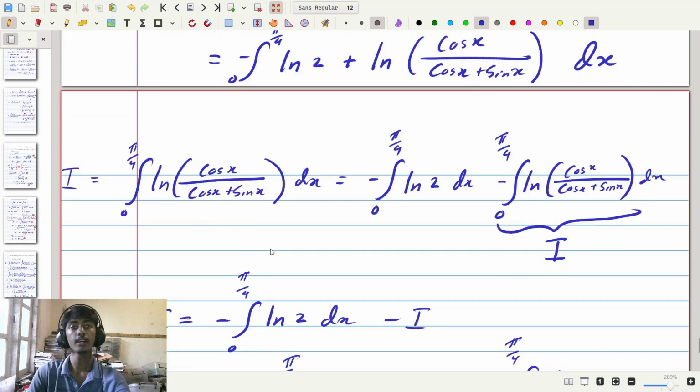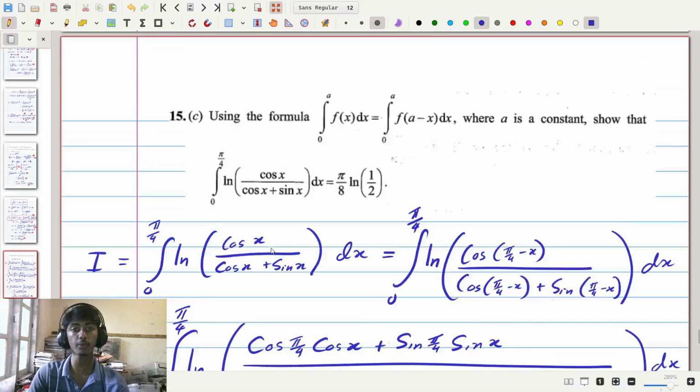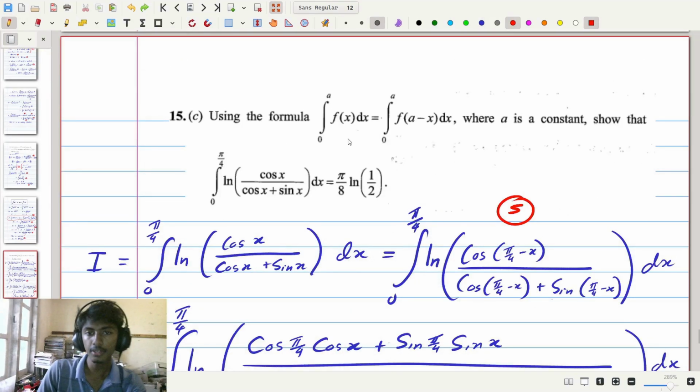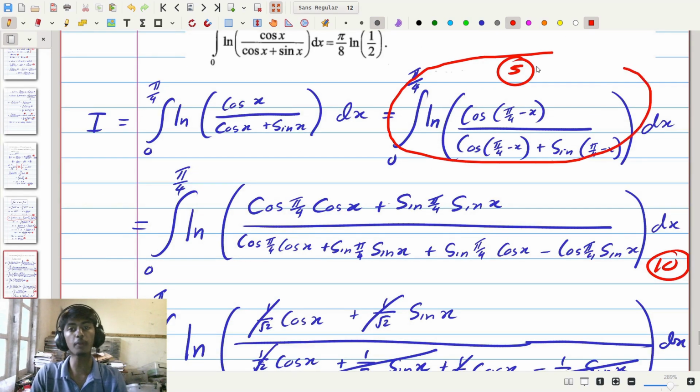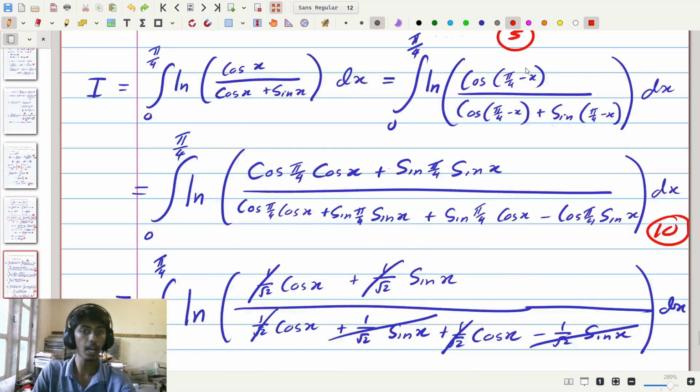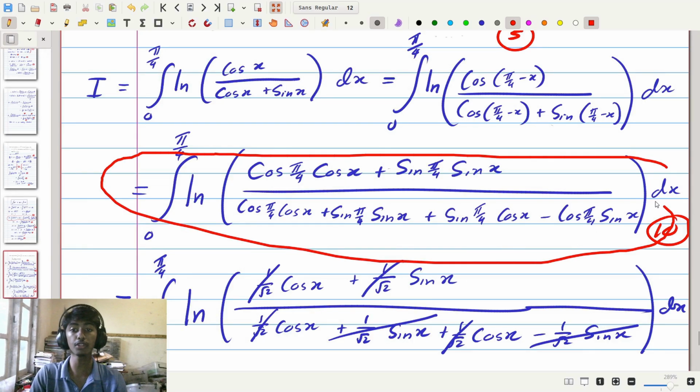Now finally, let's discuss the marks awarded for this part of the question. So at the start of the question, when you use the formula that they've given and you substitute pi by 4 minus x instead of x, for doing the substitution, you get 5 marks. After that, when you take the cosine of pi by 4 minus x and the sine of pi by 4 minus x and substitute in the relevant expressions, for expanding out cosine of pi by 4 minus x, you get 5 marks. For expanding sine of pi by 4 minus x, you get another 5 marks, for a total of 10 marks for this step.